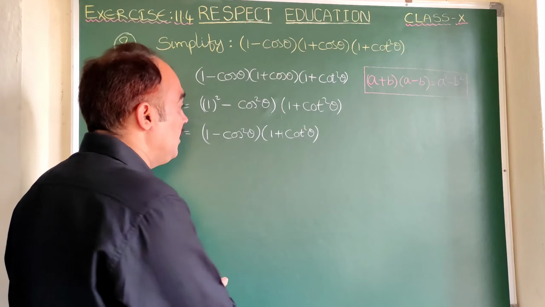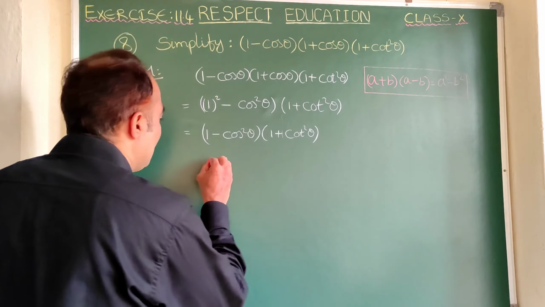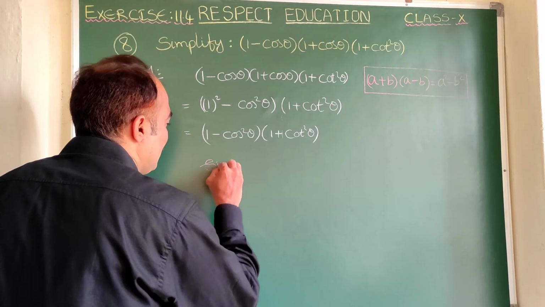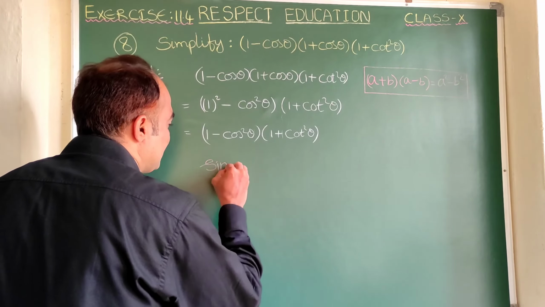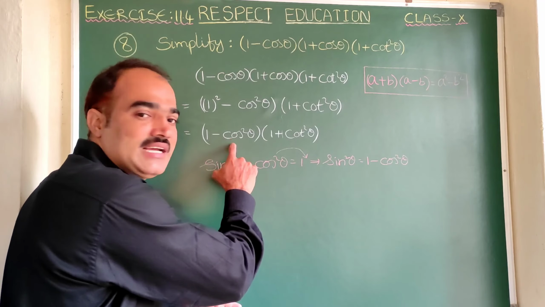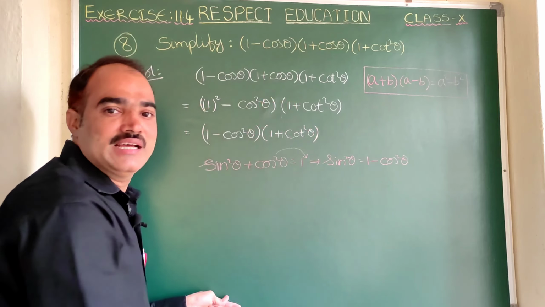Here you see, from the trigonometric identities, from the first identity, sin square theta plus cos square theta is equal to 1. Here you observe, we need 1 minus cos square theta. So let us send cos square theta this side. Now sin square theta is equal to 1 minus cos square theta. That means this 1 minus cos square theta can be replaced with sin square theta.